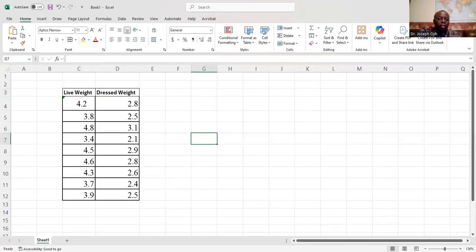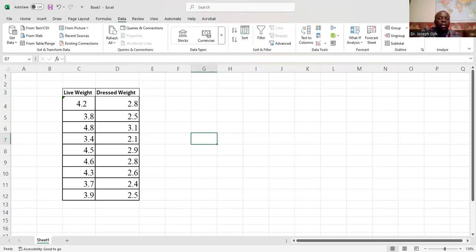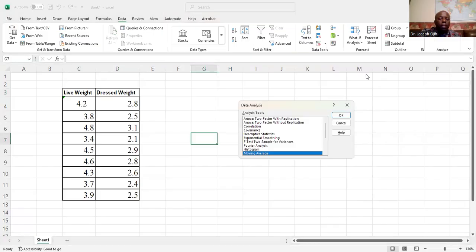So let's run the correlation. Excel will give us the results right away. To get the results, click on Data, then Data Analysis, and then scroll and select Regression. See where you have Regression right here. Click on that, and then click OK.